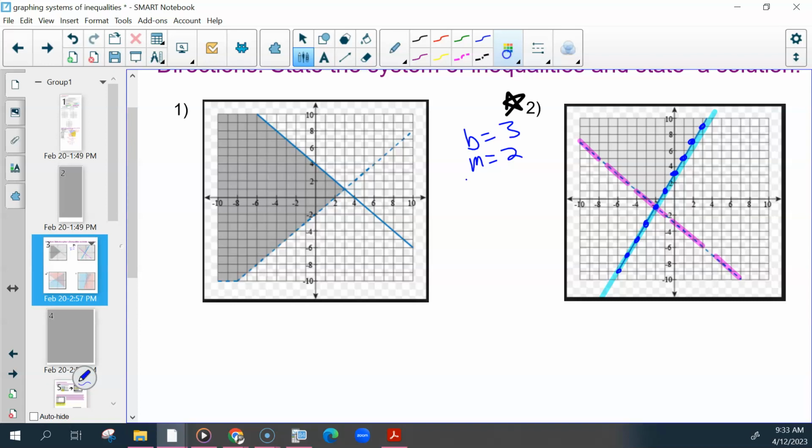So solid line has to be less than or equal to or greater than or equal to. At your y-intercept, is that shaded above or below? Is it down here? It's above, so greater than or equal to. So that blue line's equation would just be y is greater than or equal to 2x plus 3. And then we can do the purple one.